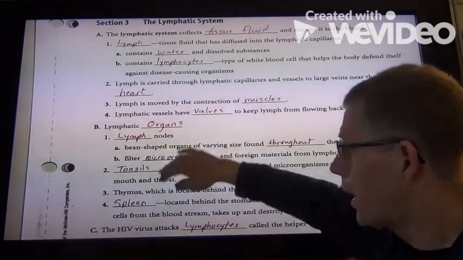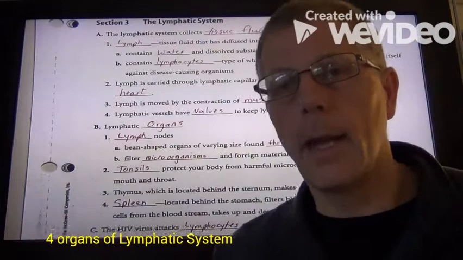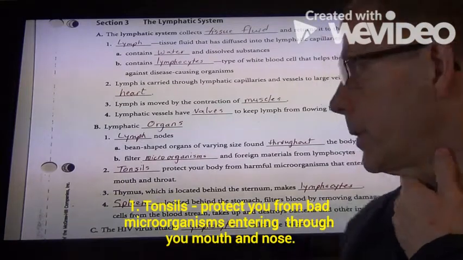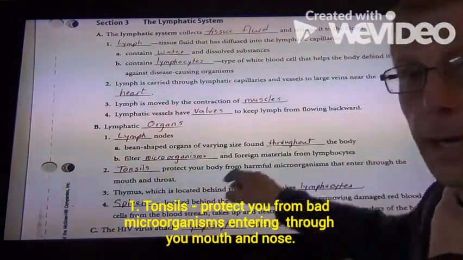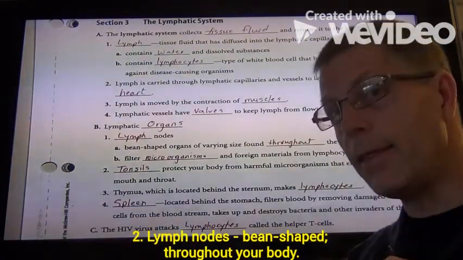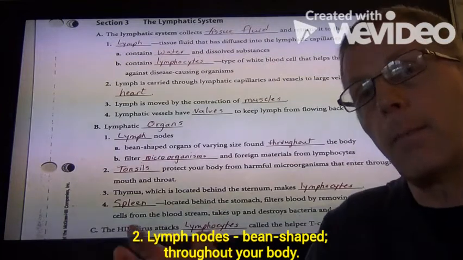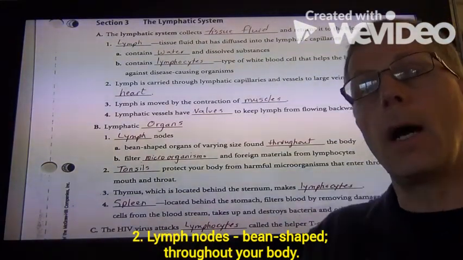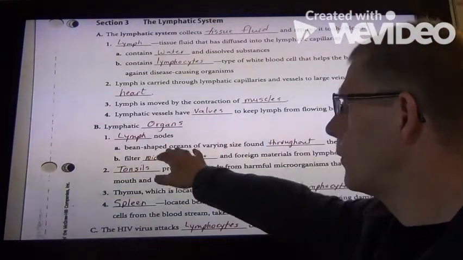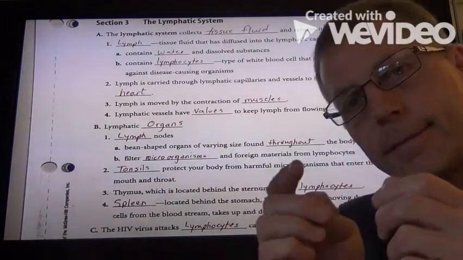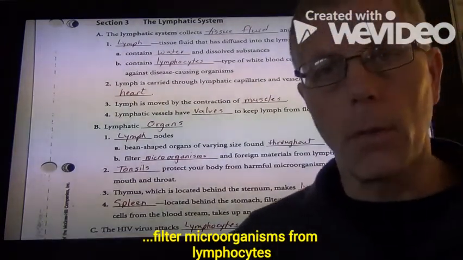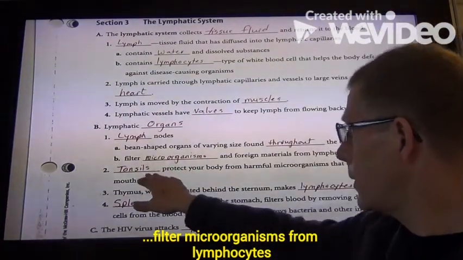There are basically 4 organs that we consider part of our lymphatic system. One, as I mentioned before, your tonsils. They protect your body from harmful organisms. The next are just simple lymph nodes, and they're located throughout your entire body. Some are bigger, some are smaller, but they are throughout your arms, your legs, your chest, your abdomen. They're all over, and they're like little small bean-shaped organs, okay? And they filter the microorganisms out of your body.